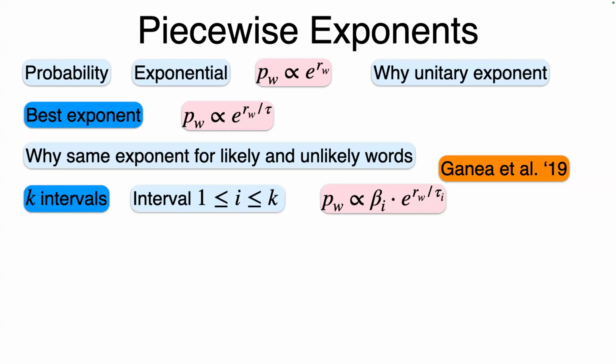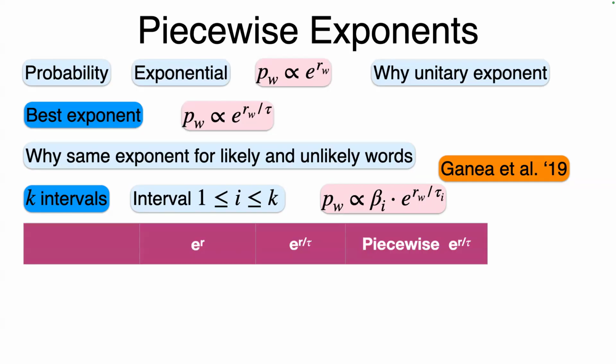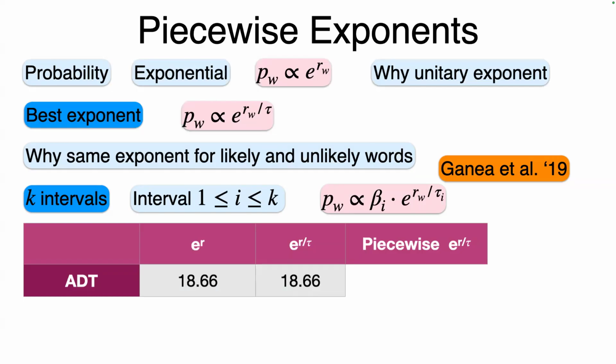Okay, and you multiply them so that you'll get a continuous curve. If you do that, then you see that, for example, for ADT, when you evaluate things, you get 18.66, and this is the original one that we saw. If you find the best temperature, it will not make a difference because the neural net can already account for this. But if you take piecewise, it reduces it to 18.44.